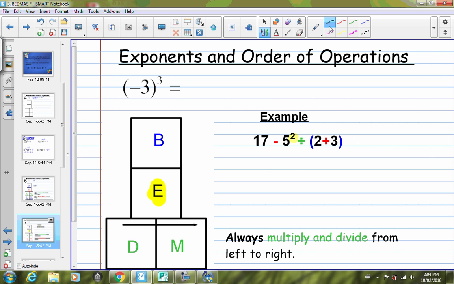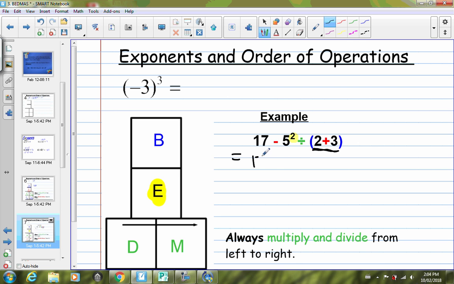So I have here 17 minus 5 squared divided by bracket 2 plus 3. Okay, first of all, we have one equal sign per line. I'm going to start at the top here, and I notice at the top I have a B. What can I do with my B? What does B represent? B represents brackets, so I'm going to do my brackets, which is this part here. Now, I know it's at the end. That's okay. I'm still going to write down everything at the beginning.